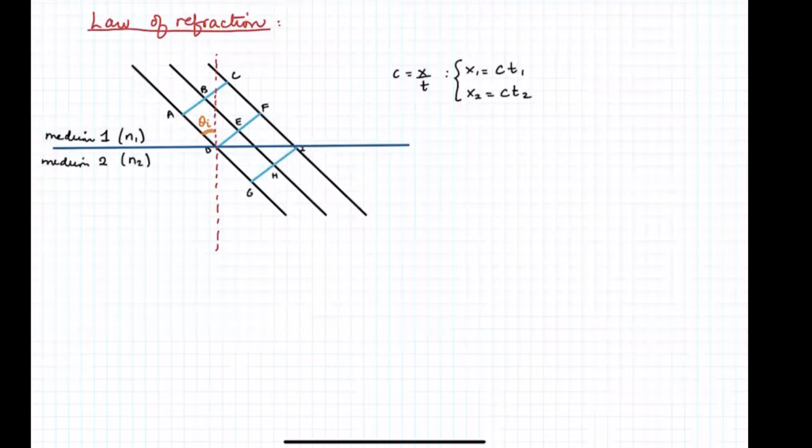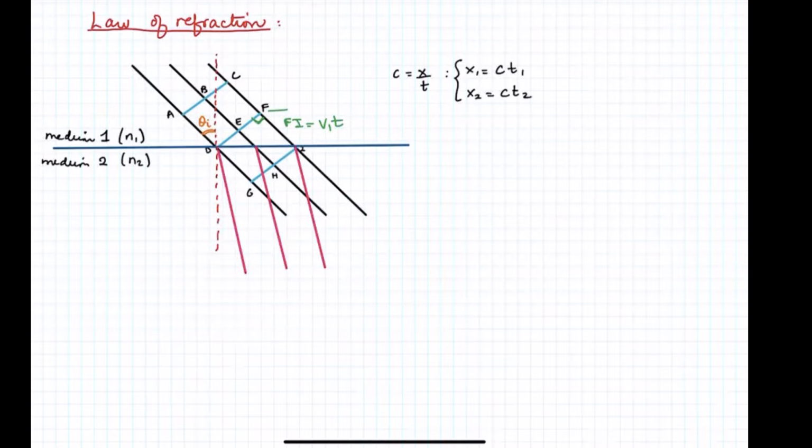But as we know, light does not continue forward, in fact, it will bend. So I can consider that light bends in this direction after it hits medium 2. So then I can say FI as V1t, because I know this angle is 90 degrees.